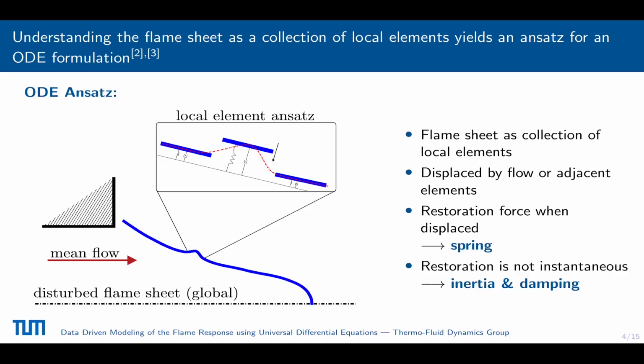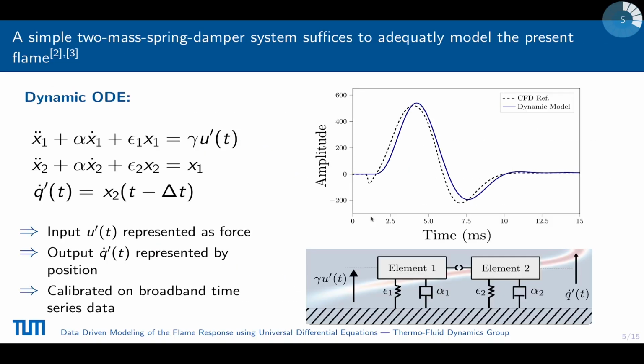However, once we are displaced, we as a local element also experience a restoration force. This is kind of comparable to a spring. This restoration, however, is not instantaneous, so this is all associated with some inertia and some damping. When I use those terms like spring, inertia, damping, it becomes pretty obvious that we are talking about a somehow coupled system of oscillators. In previous work, it was shown that for the flame at hand, which is a simple laminar slit flame, a 2-mass spring damper system suffices to adequately model the present flame.